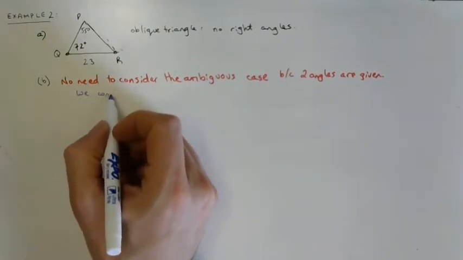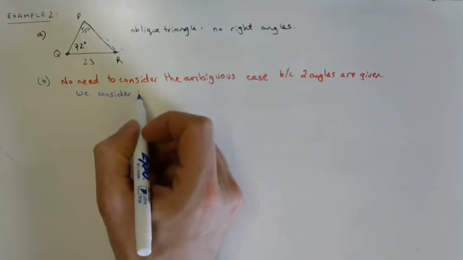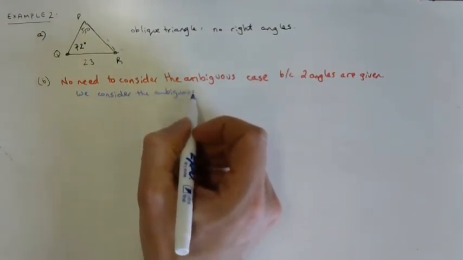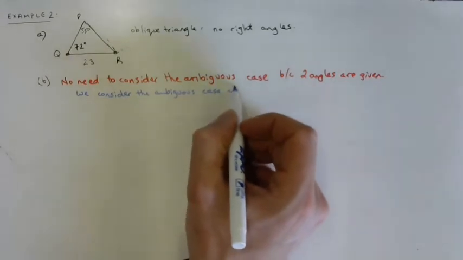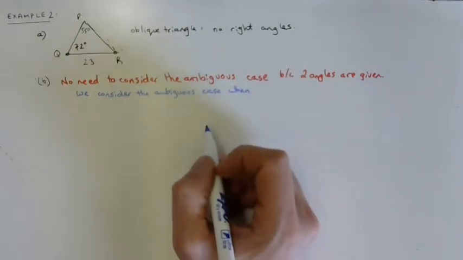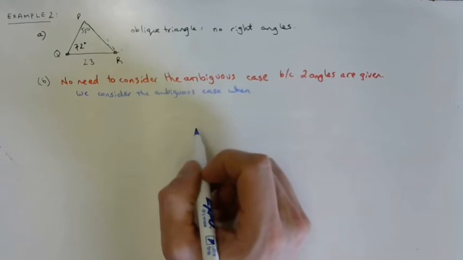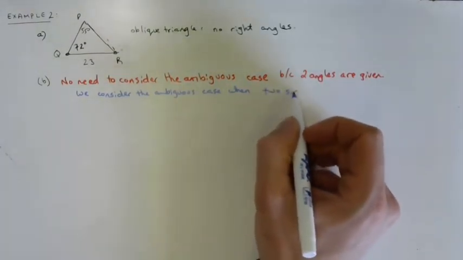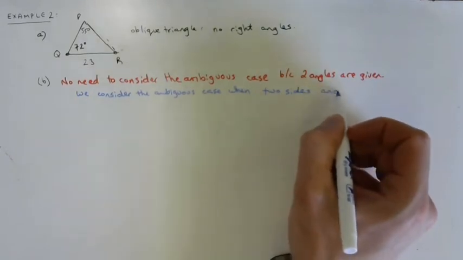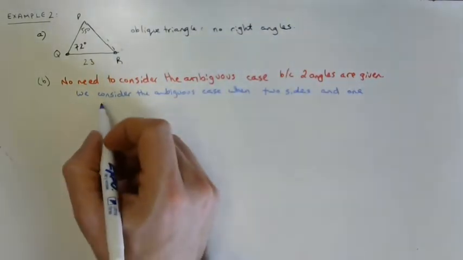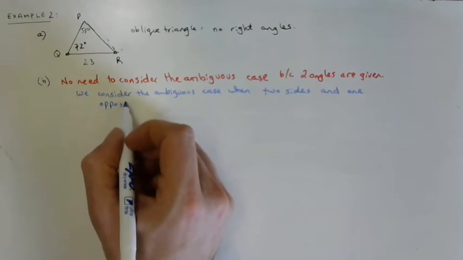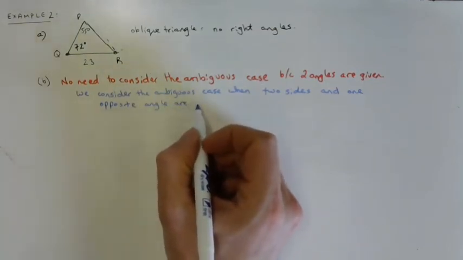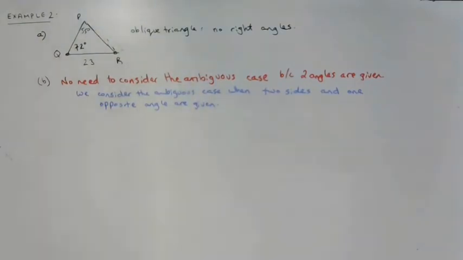We consider the ambiguous case when two sides and one opposite angle are given. You use the ambiguous case when you have two sides and one opposite angle. I'm going to pause briefly.